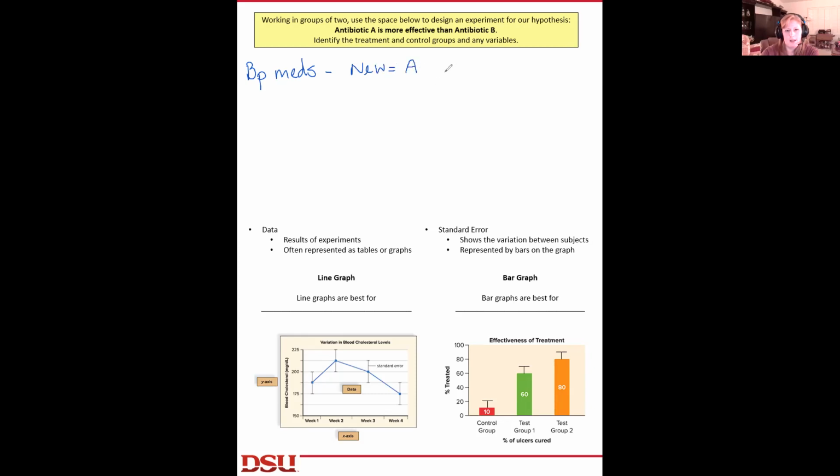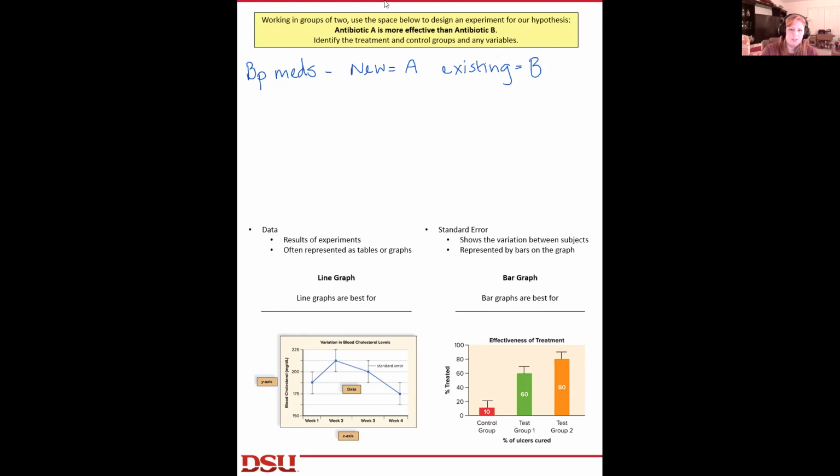It's A, and existing meds is B. We're here to see if we can design an experiment that will let us test our hypothesis that A is better than B, to see if there's a way to test if that is true or not.